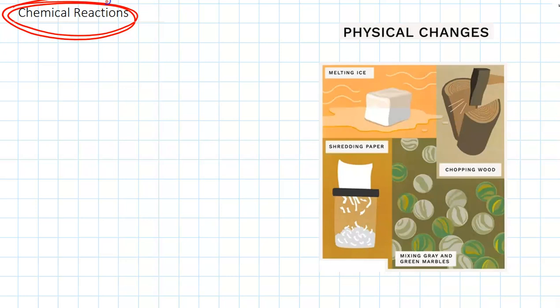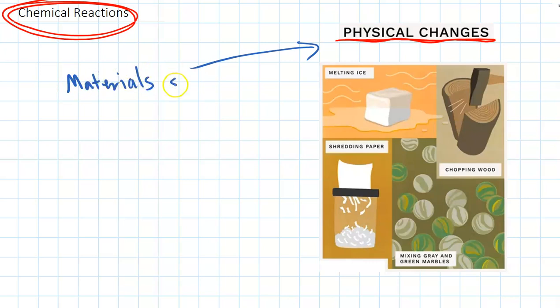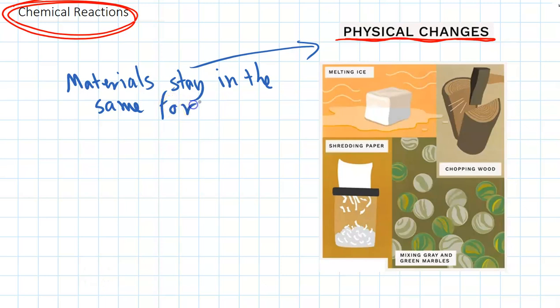So, the first thing we need to look at are physical changes. This is the opposite of a chemical change or a chemical reaction. So in physical changes, chemicals don't actually change what they are. So materials stay in the same form. Chemicals means the same thing as materials. You can use them interchangeably. So that's the first point.